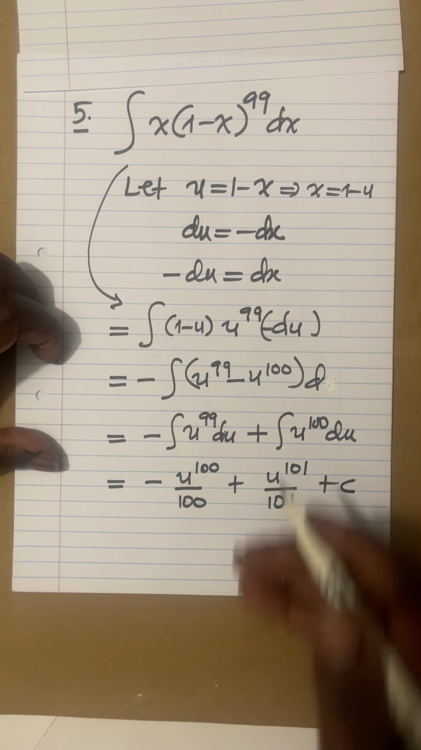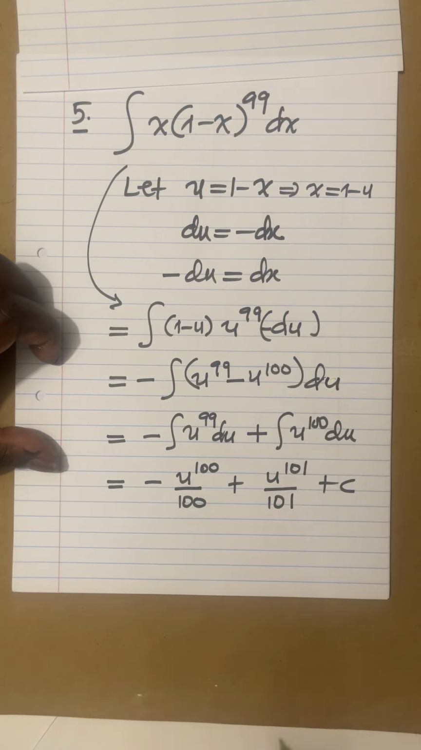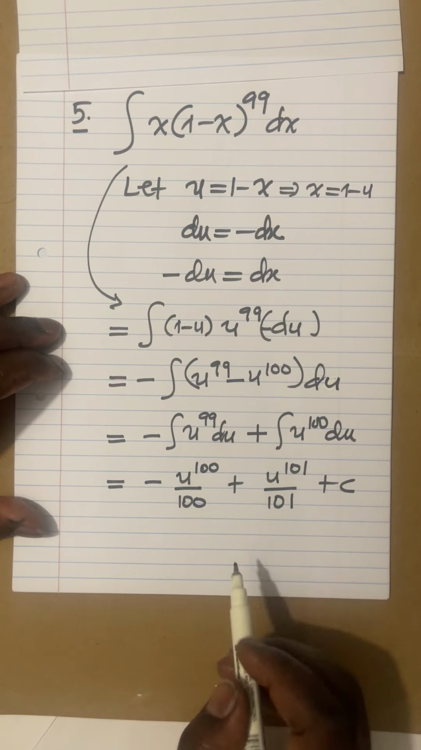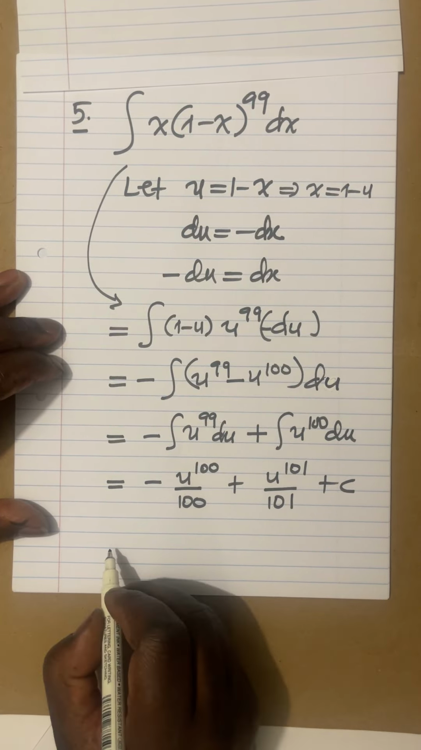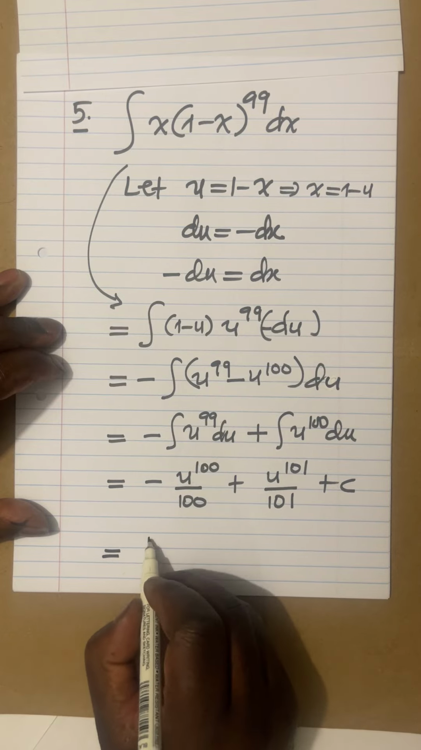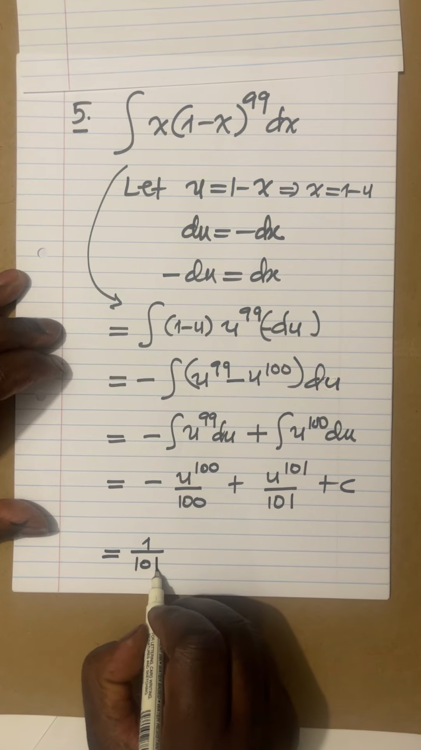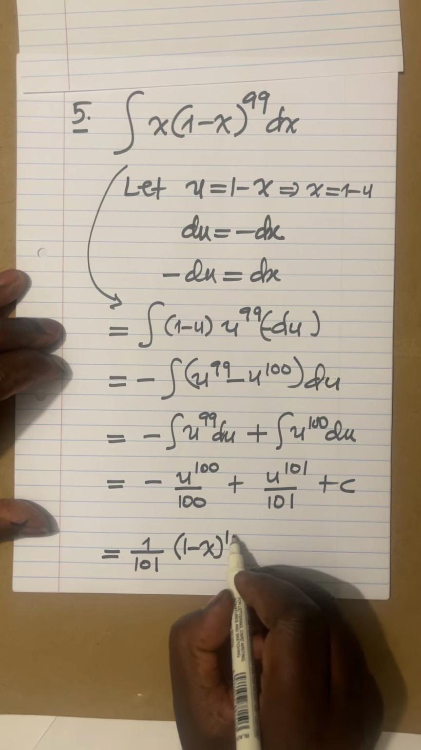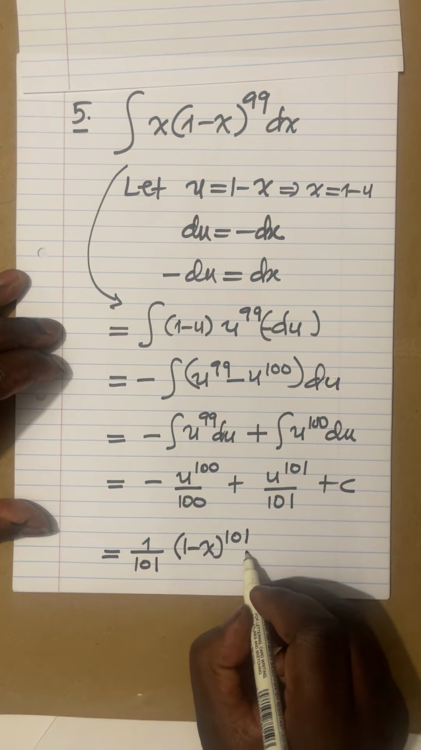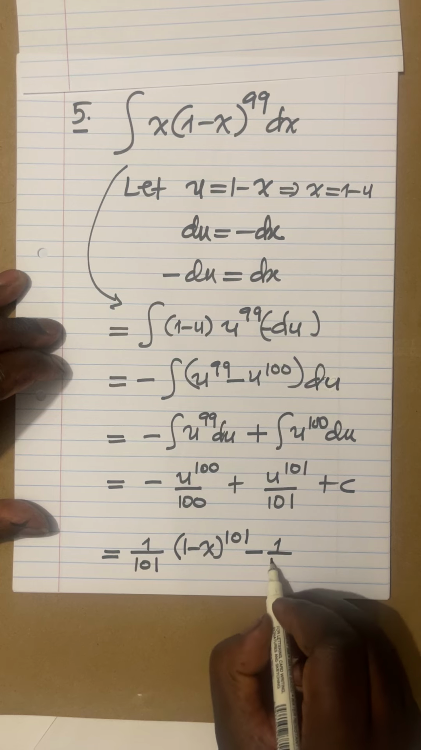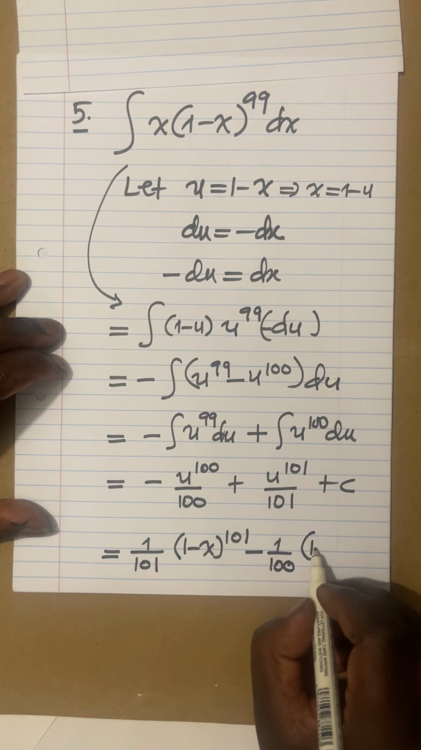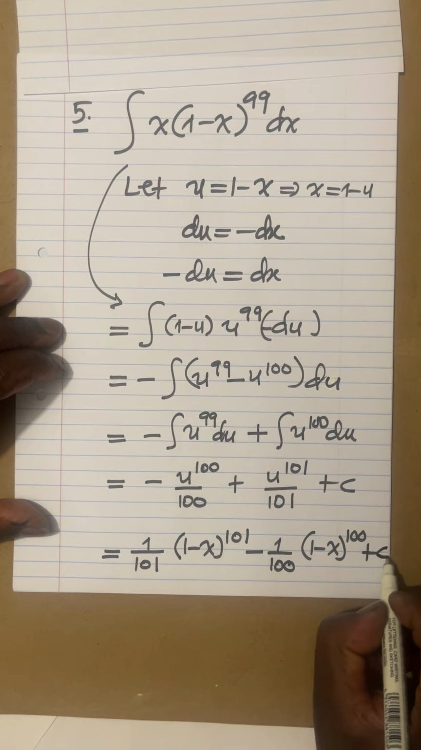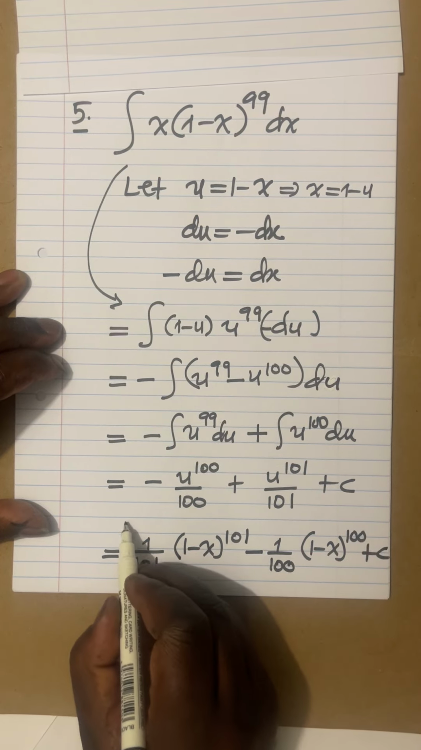Now, let me come back here and fix this. This is du. So now, remember u is actually 1 minus x. And I'm going to write the positive term first. So my final answer is going to be 1 over 101, open brackets, 1 minus x to the power 101, and then I have minus 1 over 100 times 1 minus x to the power 100, and then plus my constant c. So that's the final solution to this integral.